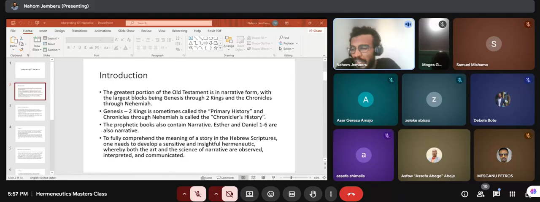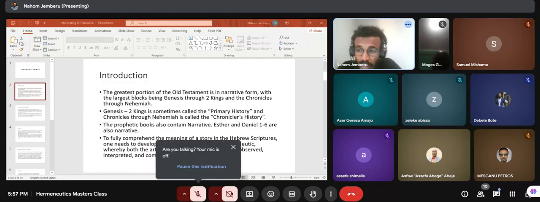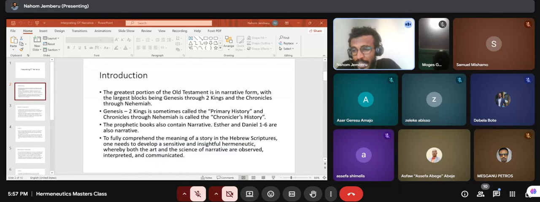But it doesn't mean that there is no narrative elsewhere. The prophetic books also contain narrative, as you know. For example, Esther is presented to us in narrative form. The book of Ruth is presented to us in a narrative form. And we also find narrative, for example, in the first 6 chapters of the prophet Daniel.